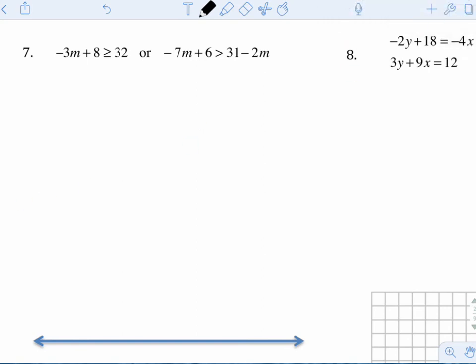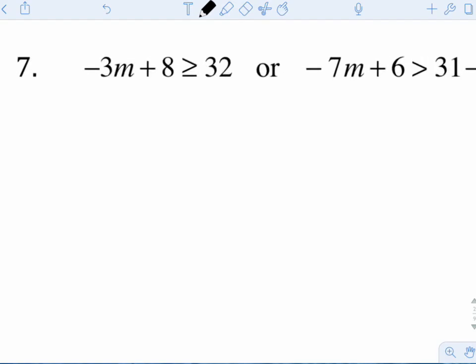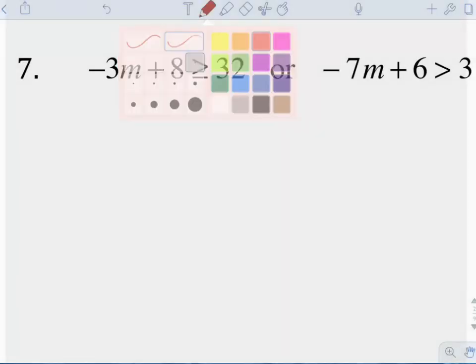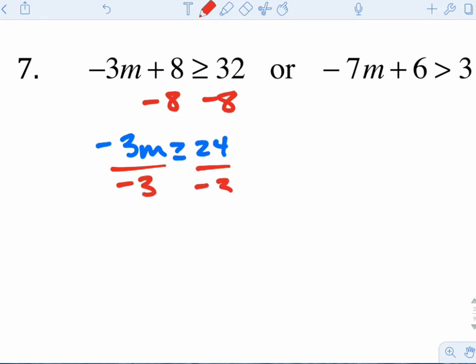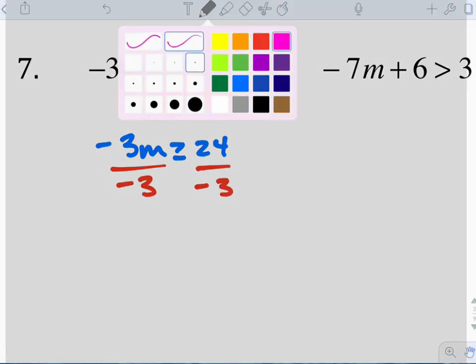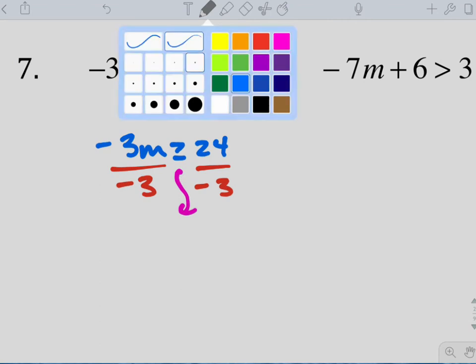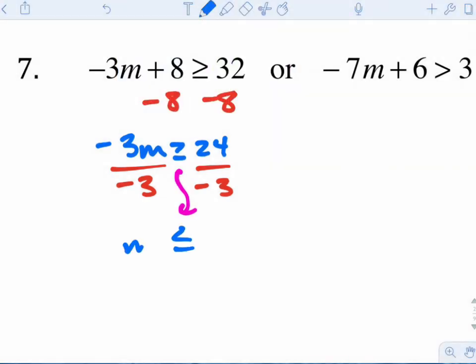Pardon me. Okay, so let's go ahead and solve each of these individually on their own, graph them on the number line, and see how they interact. So this first one, let's just make our way through the motions. We're going to subtract 8 from both sides. We have negative 3m is greater than or equal to 24. When we divide both sides by negative 3, we definitely want to make sure that we are flipping this inequality immediately. So m is less than or equal to negative 8.